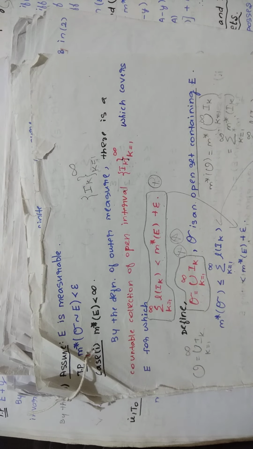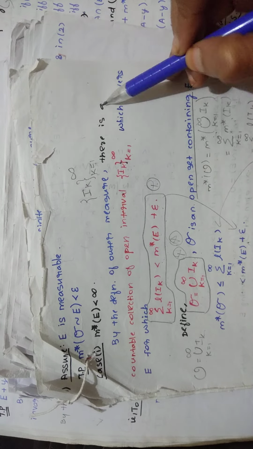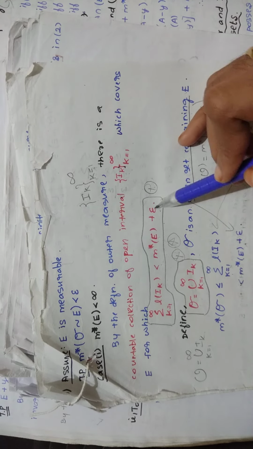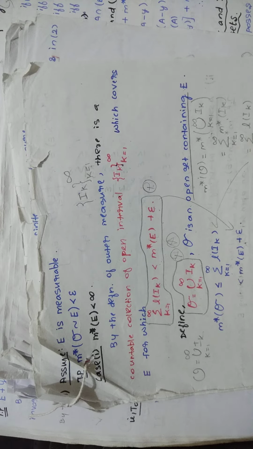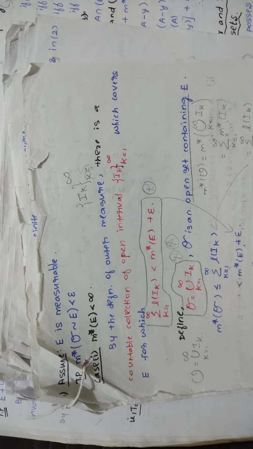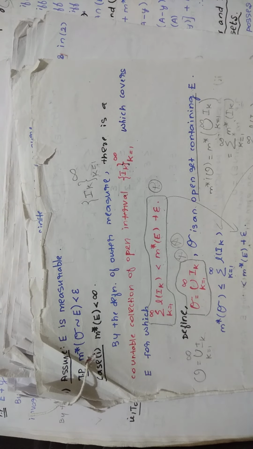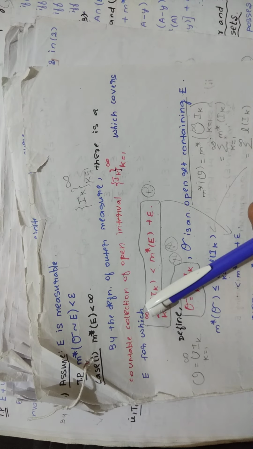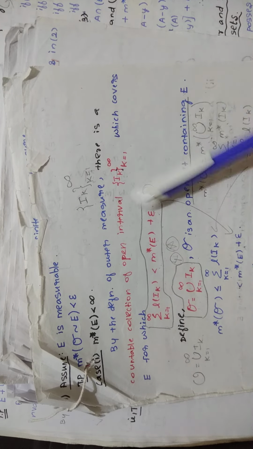By the definition of outer measure, you are writing this. You are writing the definition of outer measure here. By the definition of outer measure, there is a countable collection of open intervals I_k which covers E, for which summation k equal to 1 to infinity of l(I_k), the length of I_k, is less than m star of E plus epsilon. Memorize these sentences. It is important.